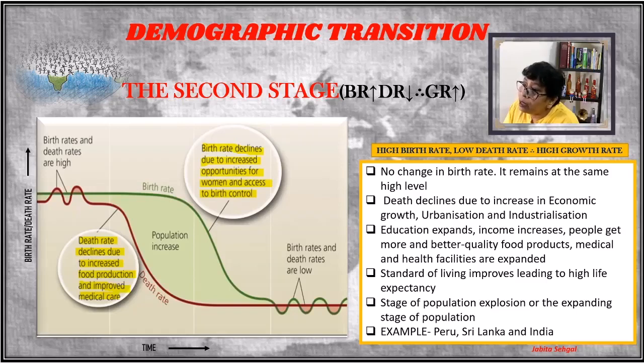Now, here the decline in birth rate is due to the impact of economic development, changed social attitude, increase in women's status and education, and increased facilities for family planning and access to contraceptives. Here, one thing is very clear, that in this stage, the birth rate remains always higher than the death rate, leading to high growth rate.